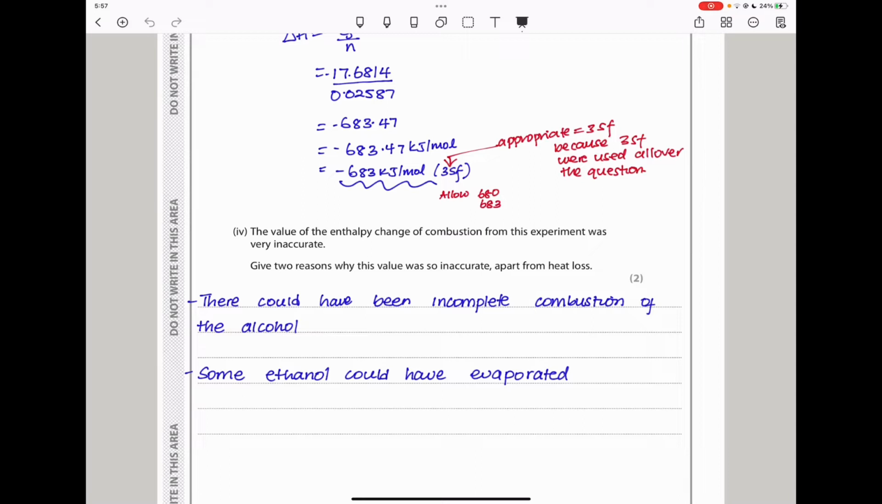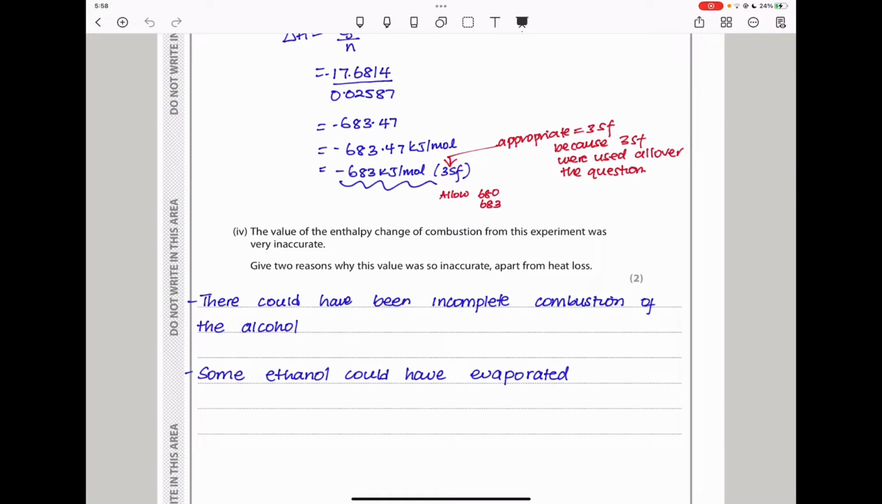So the next question says, the value of the enthalpy change of combustion from this experiment was very inaccurate. When they say it was very inaccurate, it means the calculated value and the data booklet value do not match. So they want you to give 2 reasons why this value was so inaccurate apart from heat loss. Since this was combustion, there is an expectation of incomplete combustion, and there is an expectation that some of the fuel escaped. So I said there could have been incomplete combustion of the alcohol.